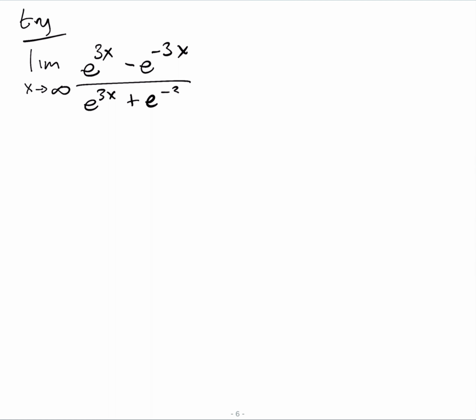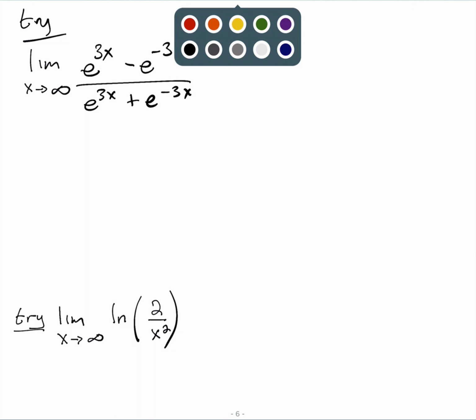All right, how about... this looks like a good one. The limit as x goes to infinity of e to the 3x over e to the 3x plus e to the minus 3x.